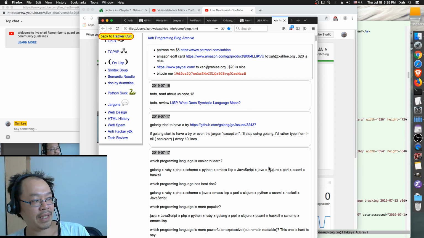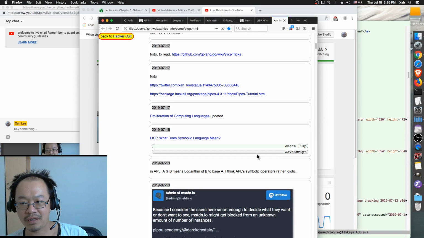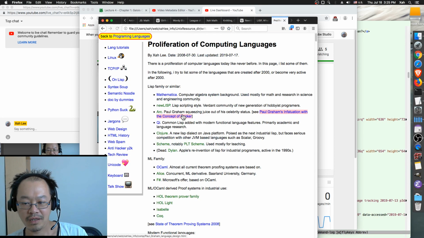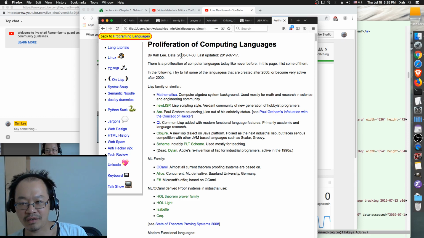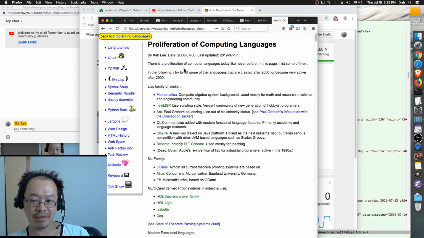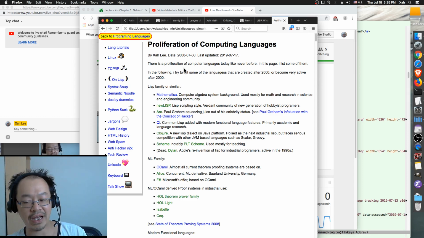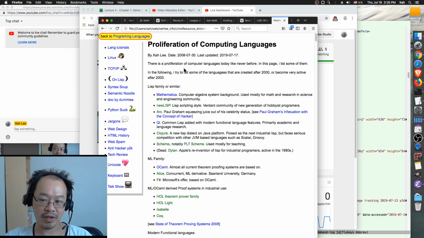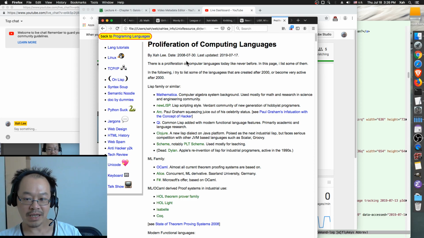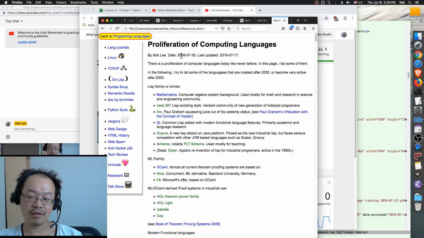But anyway, let's go back. Okay, here's an article: Proliferation of Computer Languages. I wrote this in 2008. Let me tell you the story. Beginning around 2005 to 2008, I would say, you start to notice that there are more and more languages every day. That's the beginning, around 2008 or 2007, not before that.